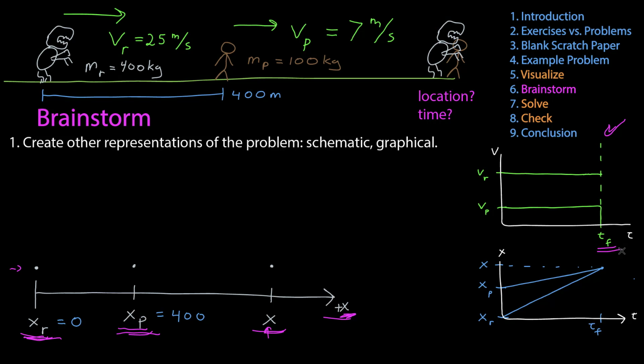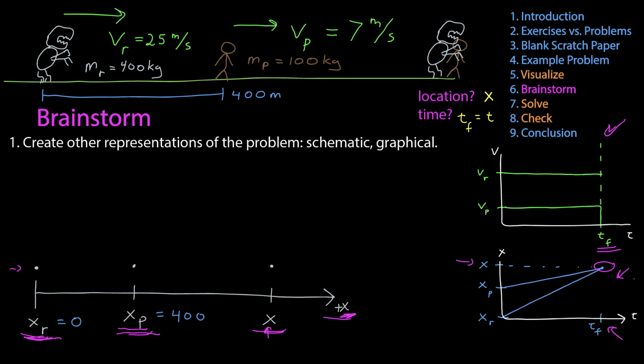If I want to look at a graphical representation of the position as a function of time, that would look like this in the lower graph. I would have two lines increasing in x because they're both going in the positive x direction. Their slope would be constant because the velocity is constant. The raptor would have a steeper slope, and it starts at the origin, while the physics professor starts with a head start of 400 meters, but they end up at the same position in space at the final time.